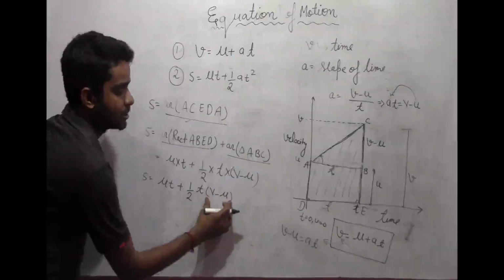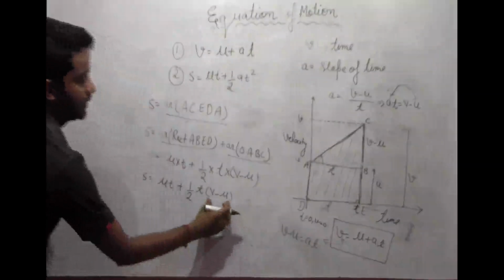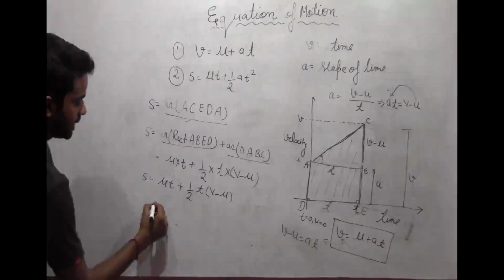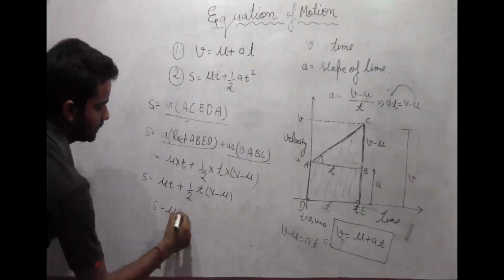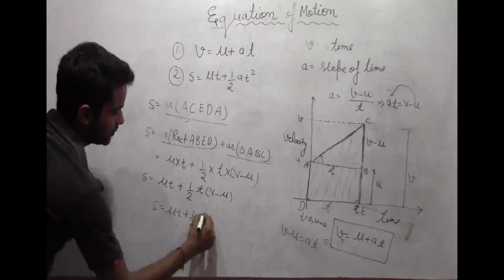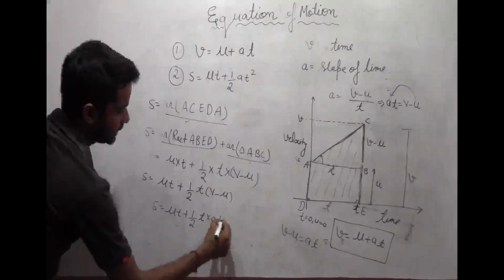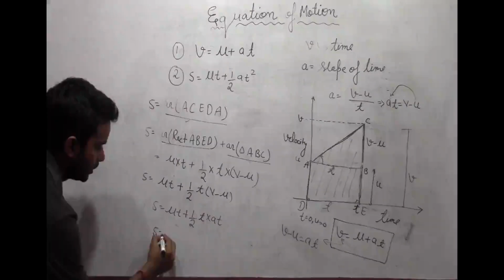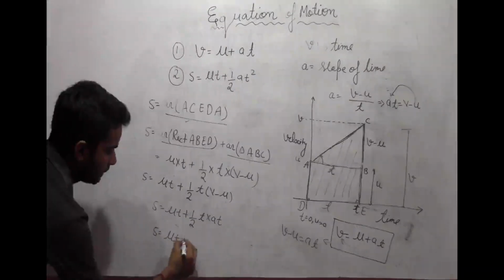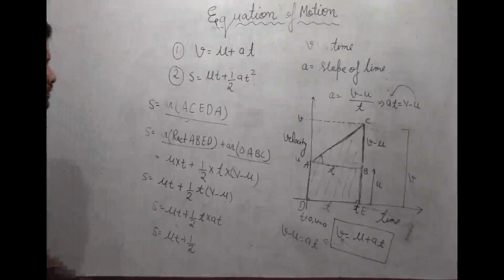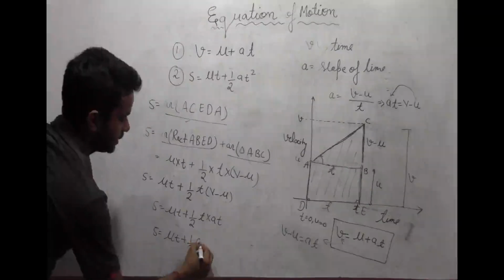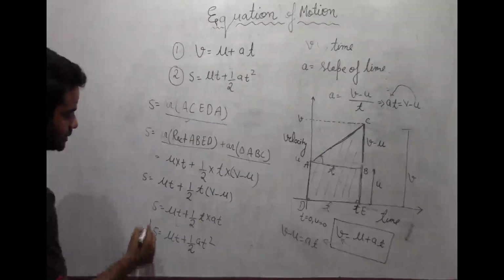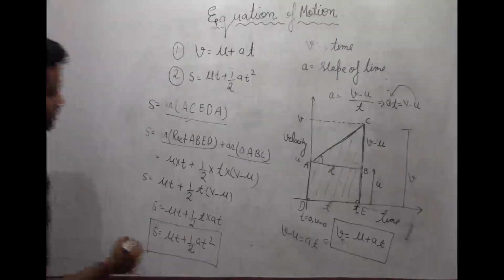Now v minus u will be replaced by at. Then you may write here a into t. Then S is equal to ut plus half times of t into what is a and t. Now sort it. S is equal to ut plus half times of a into t into t, so t square. This is your second equation of motion.